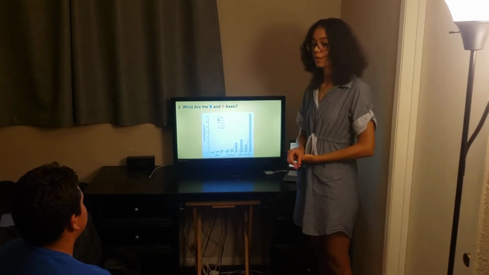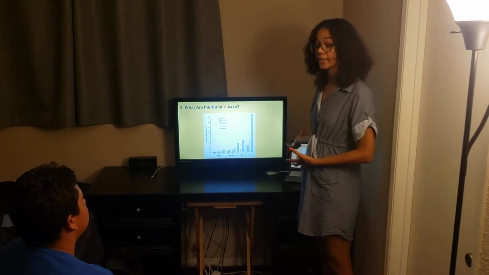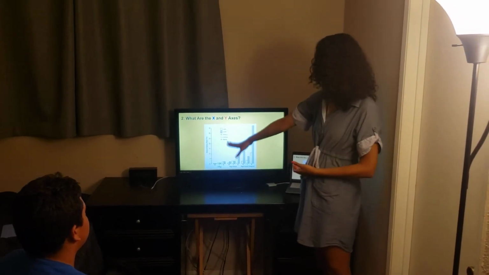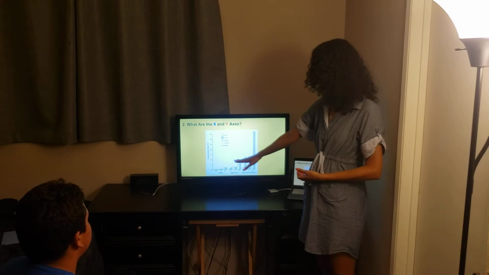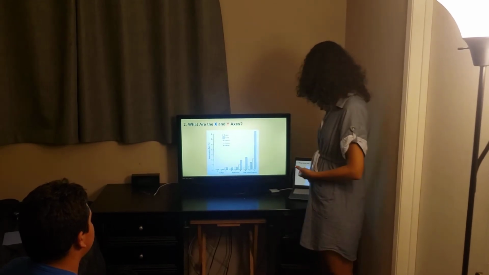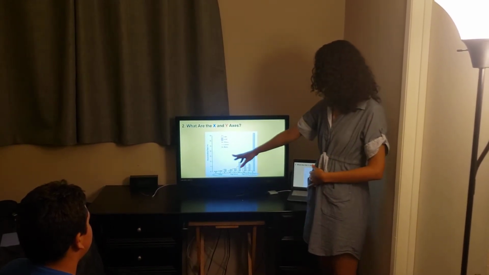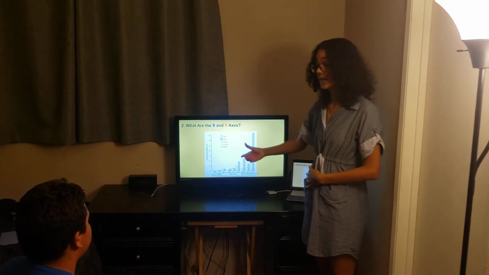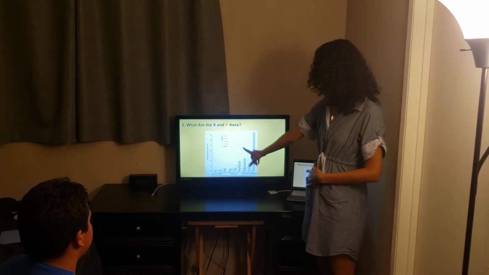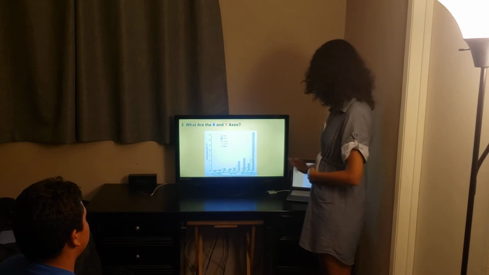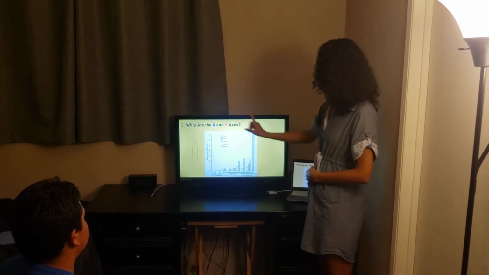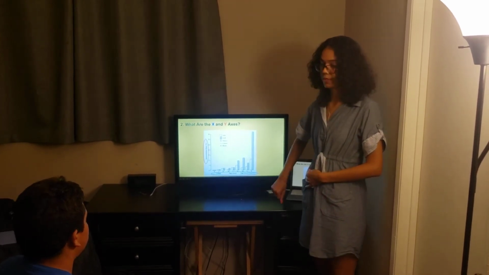The second thing you want to look at is what are the X and Y axes. So the Y axis is going to be on the vertical, and the X axis is going to be on the horizontal. As you can see in the blue circle, the X axis that we're looking at is education here, and we're looking at college, high school, and high school dropouts in comparison to the Y axis, which is in red, which is incarceration rates by percentage.